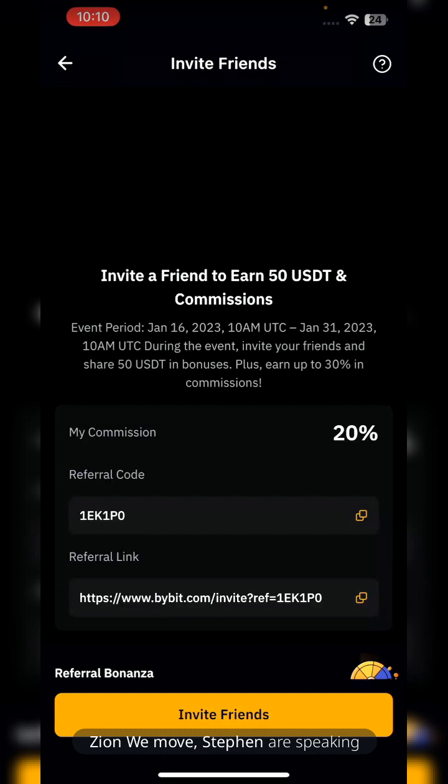The easiest way for you to make it easy for a person to register is to copy that link. As you can see, it says referral link. There is a link, just like www.bybit.invite with the reference code. Beside it, you see a box that says copy. Just click on that copy. Once you click on it, it will say successfully copied.